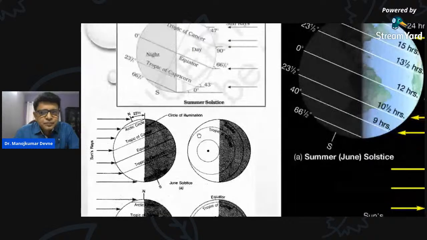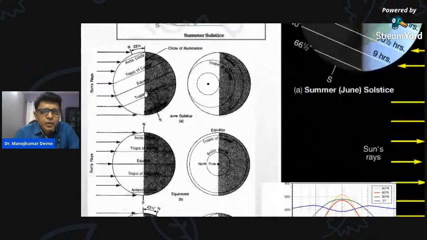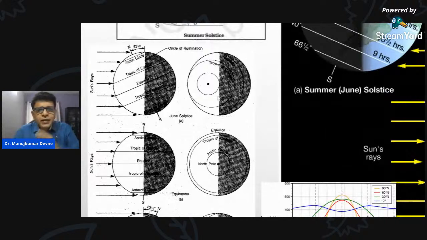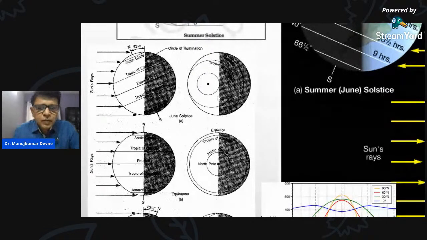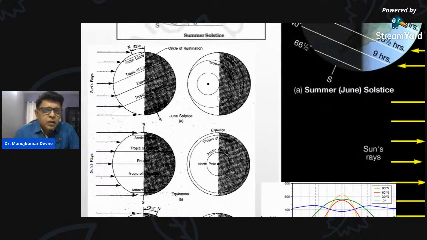Then this is the circle of illumination, and it is very informative. We are looking at it from the North Pole or the South Pole at different positions. In this first position, wherein you have the summer of the Northern Hemisphere, as far as 66.5 degrees, the Arctic Circle is concerned, the zone of illumination is just touching this circle.